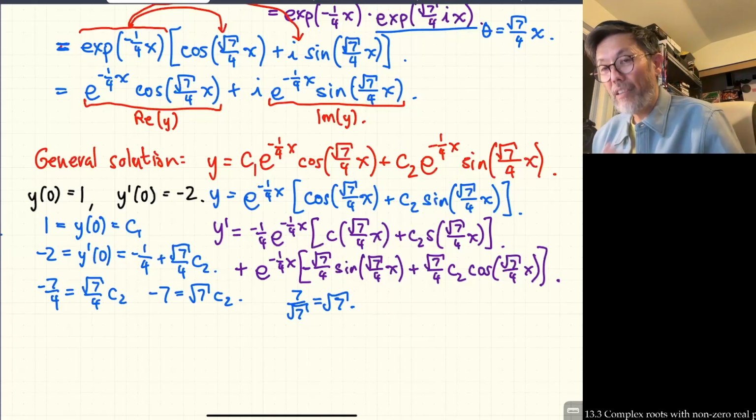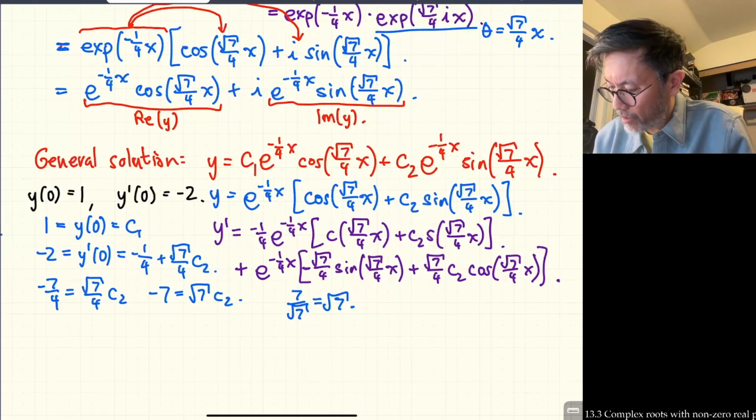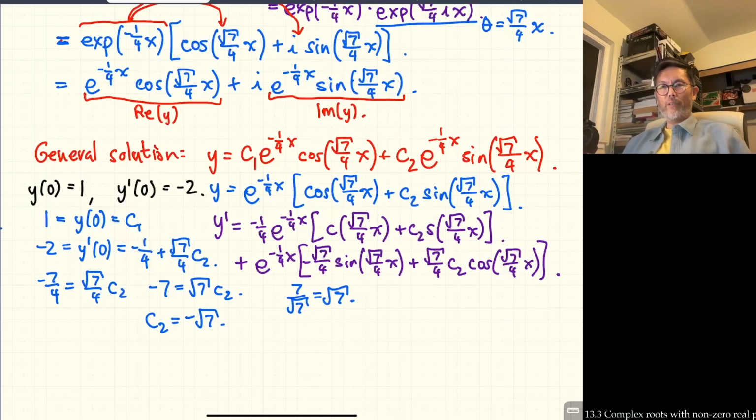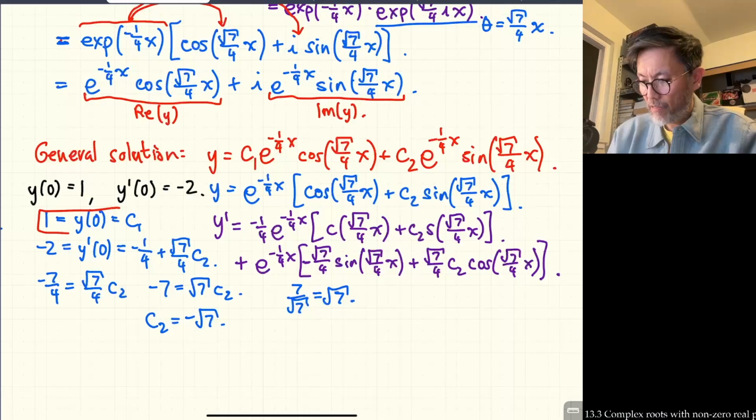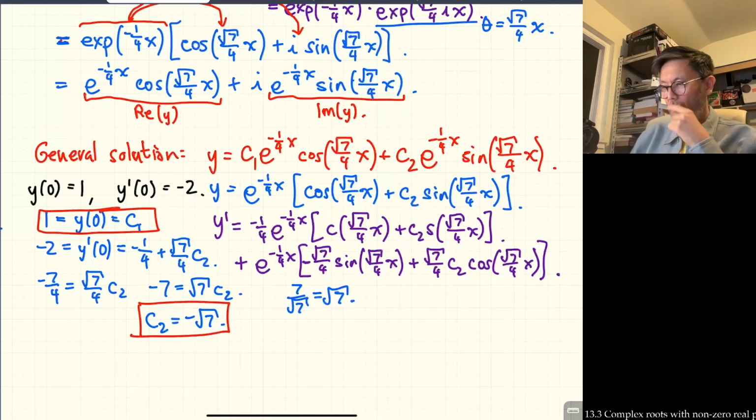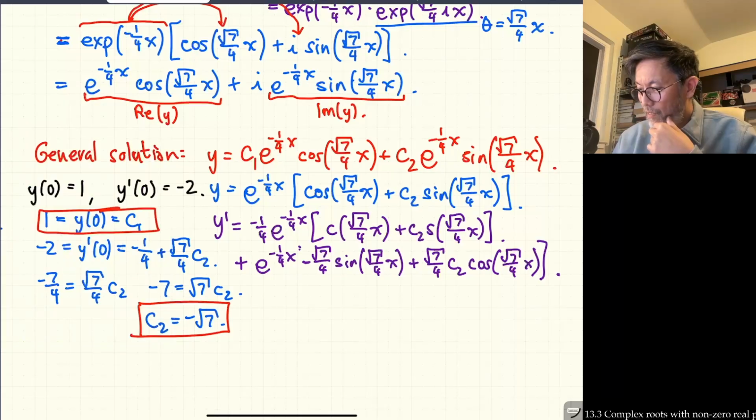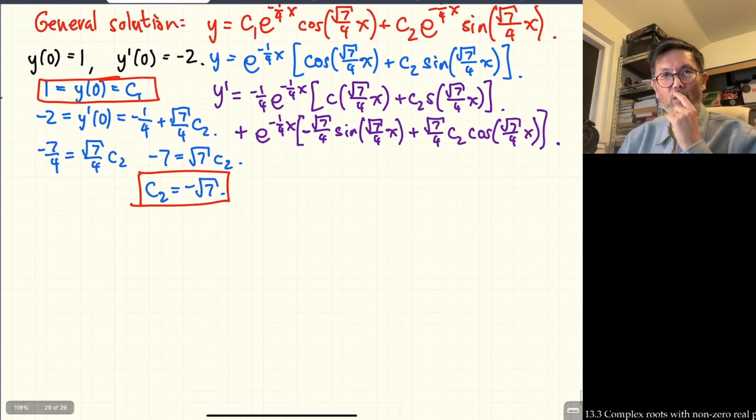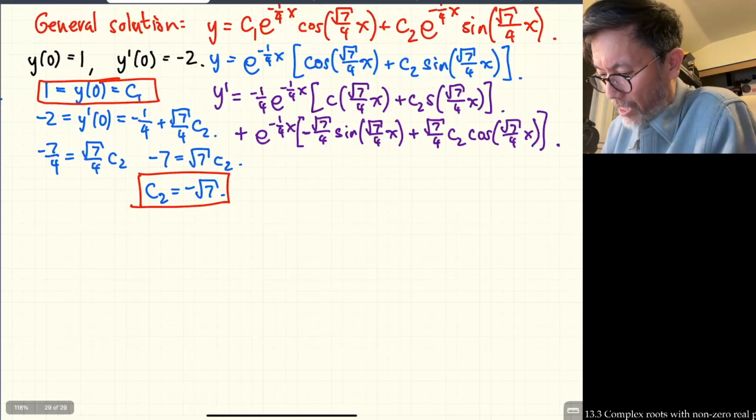Okay. So then this allows me to solve for C2. C2 is negative square root of 7. Okay, nice. In other words, I've got C1, and now I've got C2. And this is just scratch work, okay? Okay, there we go. And now we can write down the particular solution, the solution to the IVP.